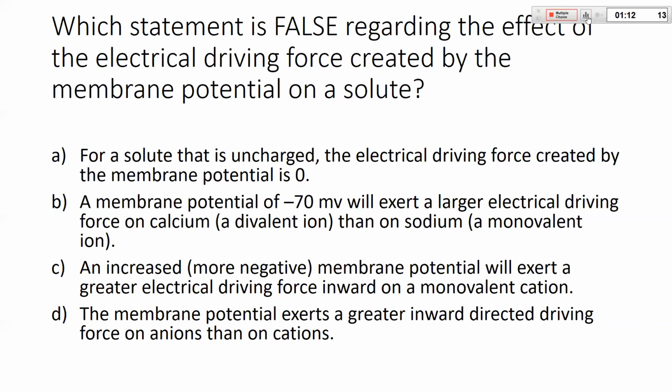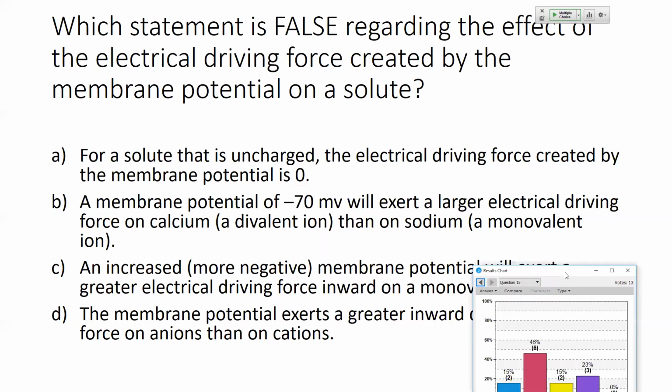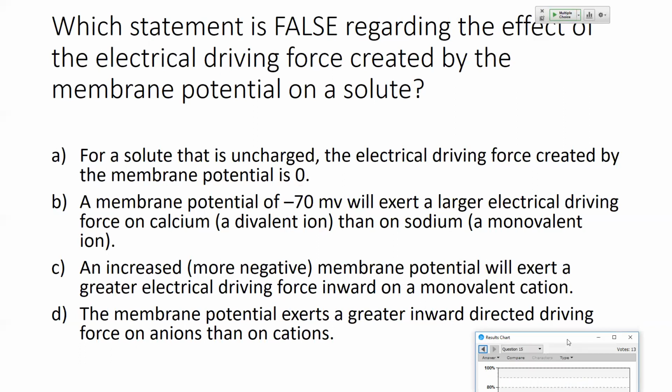All right, so let's see what we did for this one. Okay, so we got a split and most persons said B. So let's discuss this a little bit. So this is asking which statement is incorrect when we're talking about the electrical driving force. So let's look at each of the statements. A is saying for a solute that is uncharged, the electrical driving force created by the membrane potential is 0, right? This is true. Remember we said the electrical driving force has to do with the charge on the particle.